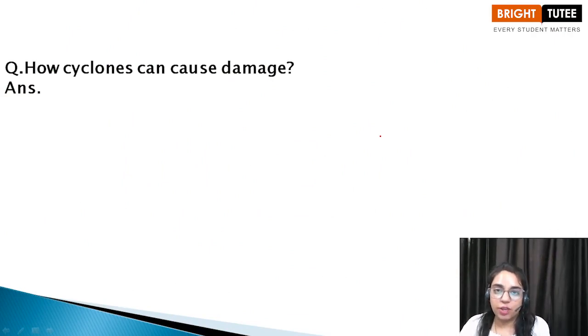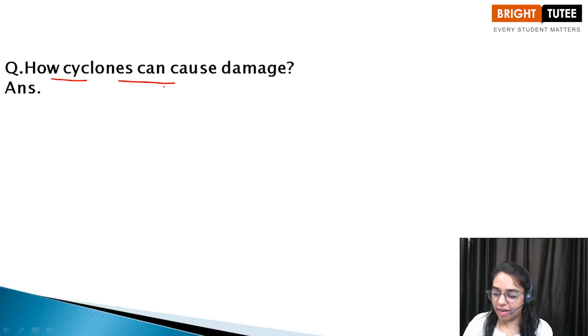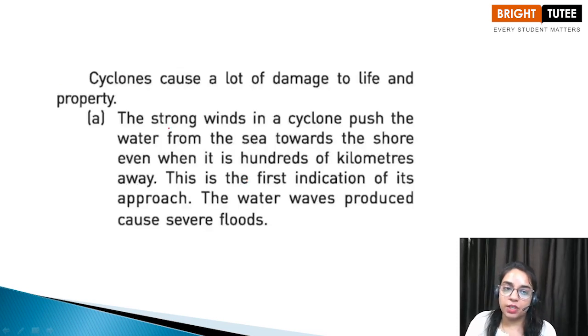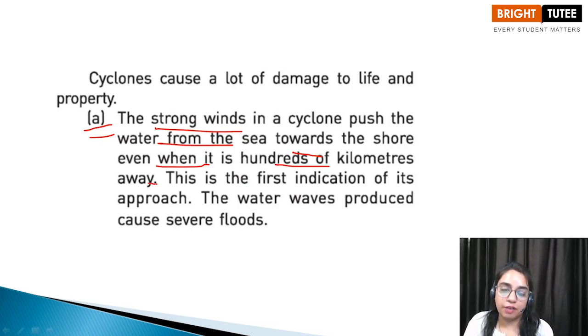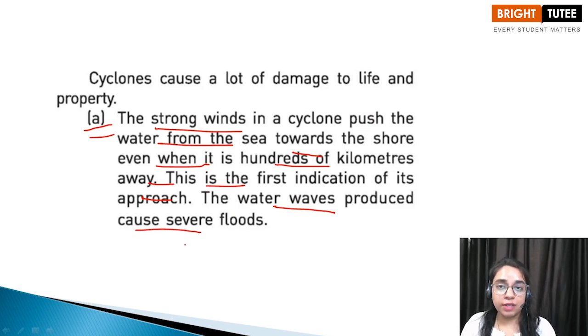In this session, we are going to discuss some of the questions and answers from the topic that we have covered so far. So children, the first question is how cyclones can cause damage, and we have discussed 5 points in this. The first point is the strong winds in the cyclone push the water from the sea towards the shore even when it is hundreds of kilometers away, and this is the first indication or sign that a cyclone is approaching, and the water waves produced can cause severe flooding.